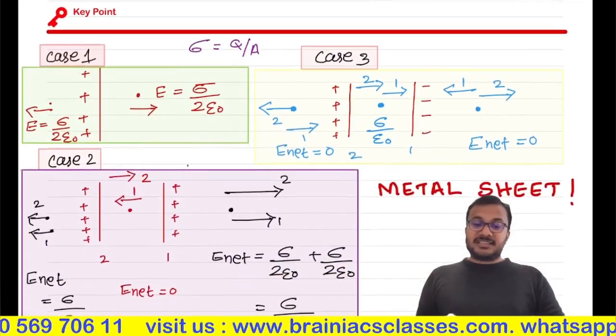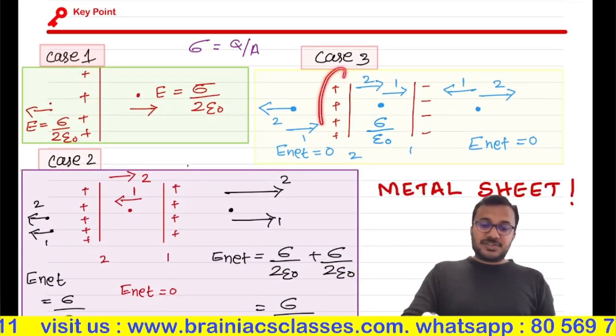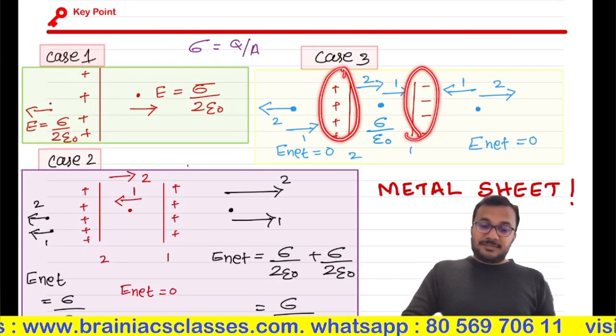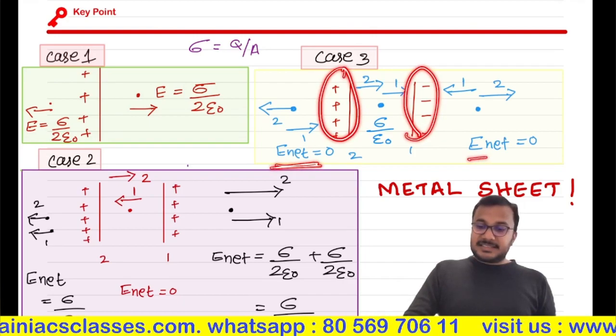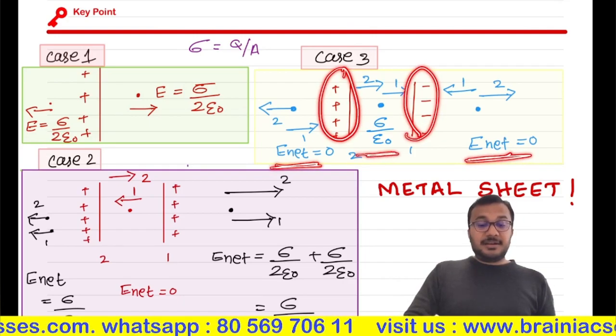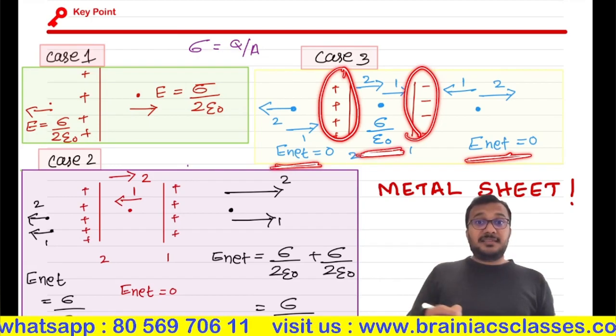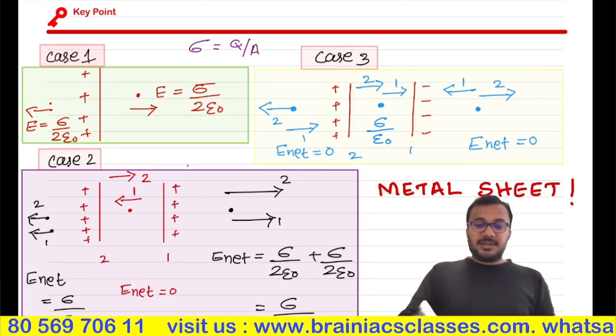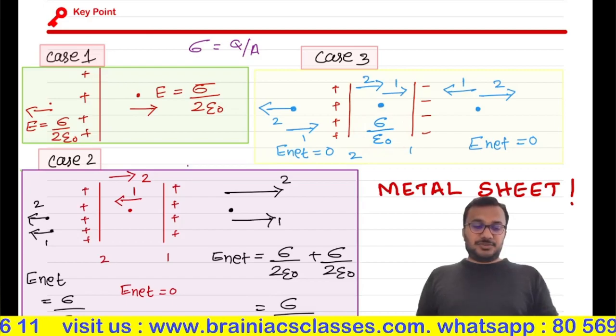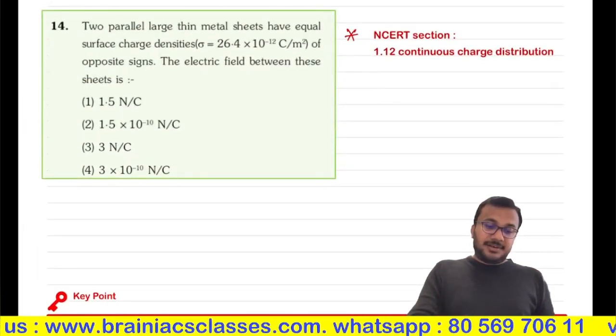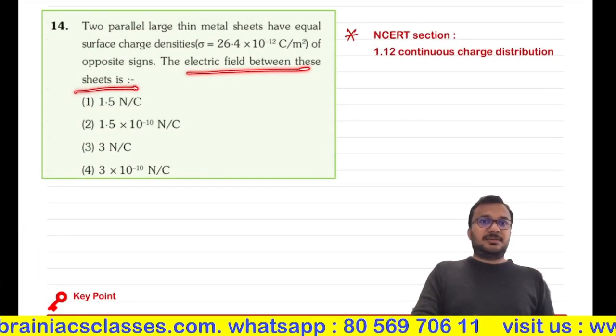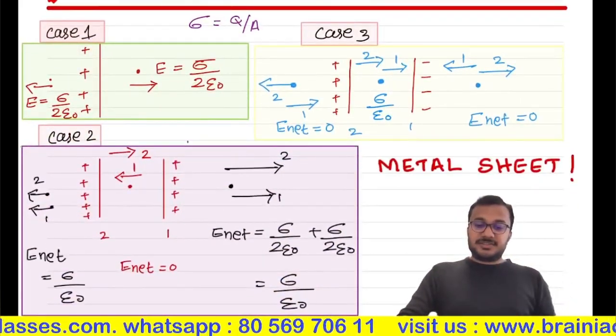See, so case number 3 is the following. One is positive and another one is negative. So left side electric field is 0, right side electric field is 0, but where will electric field be available? Only in between the sheets. So what is the formula here? Sigma by epsilon 0. The question is asking electric field between the sheets. Between the sheets means this formula.